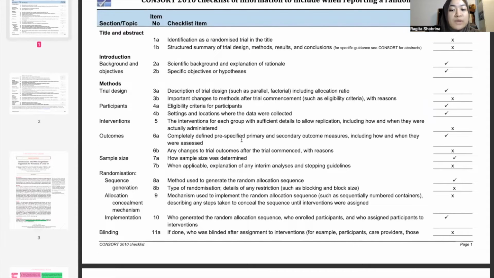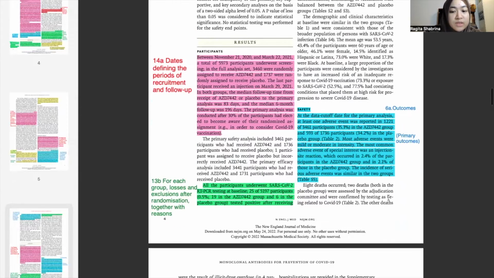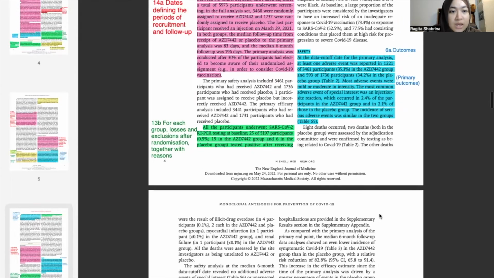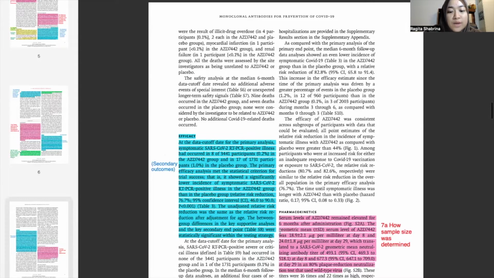This is the completely defined prespecified primary and secondary outcome measures, including how and when they were assessed. This is for the outcomes. For the primary outcome, safety, at the data cut-off date for the primary analysis, the incidence of serious adverse events was similar in the two groups. This is for the secondary outcomes, the efficacy, at the data cut-off date for the primary analysis, the between-group difference in the key supportive analysis and the key secondary endpoint were statistically significant within the testing strategy.